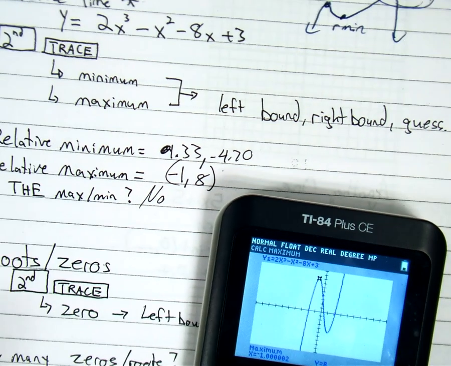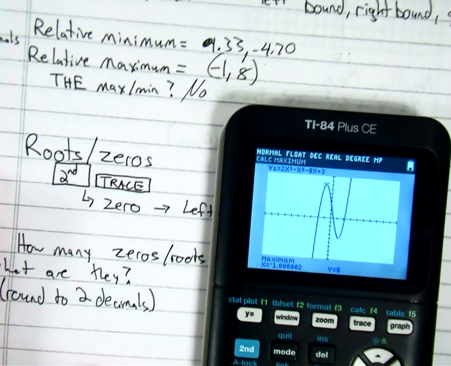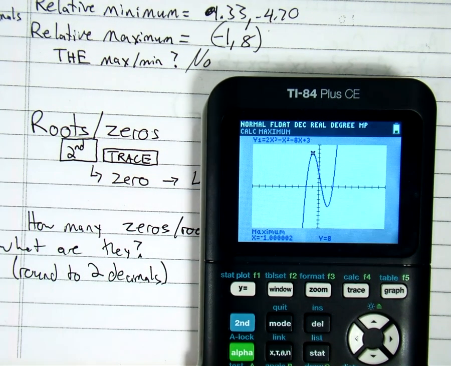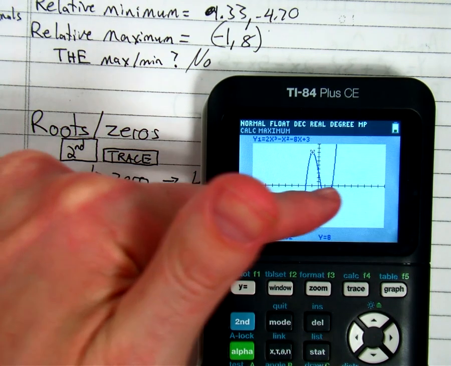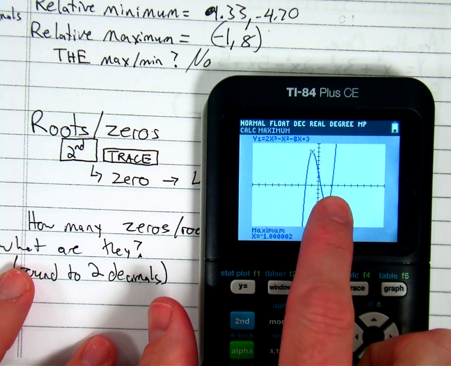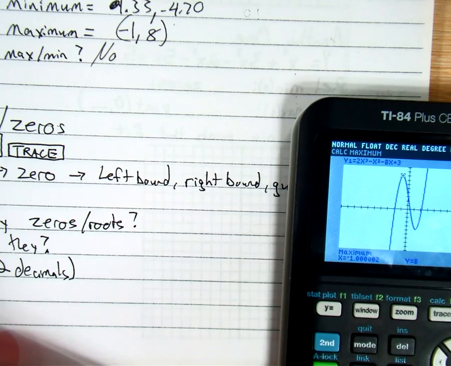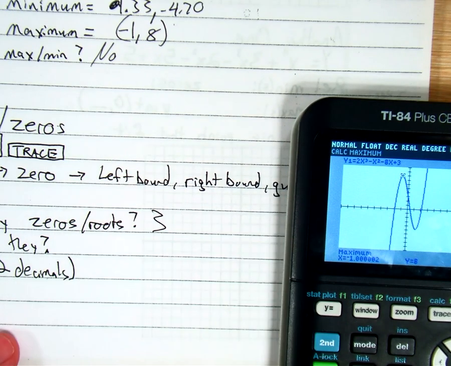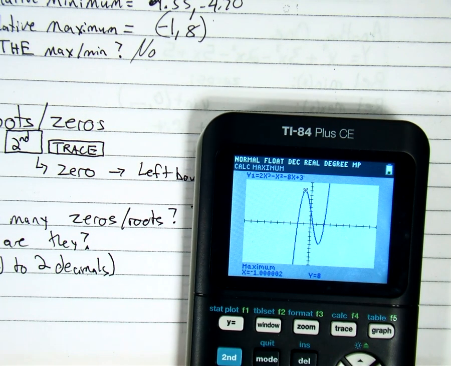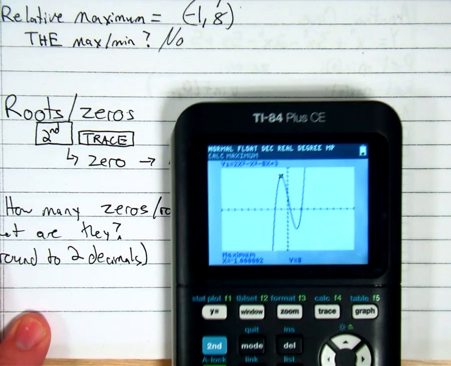Our third piece of information we're looking for, roots or zeros, x-intercepts, wherever it crosses the x-axis. How many times? 1, 2, 3. We should have 3 of these. Now, for whatever reason, these cause a little bit more problems than the max and the min. But it's exactly the same thing.